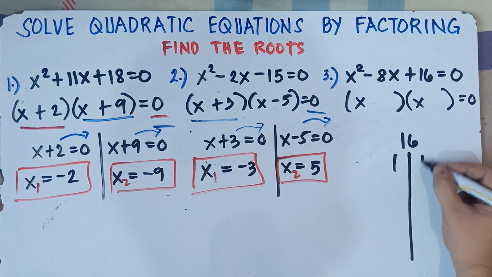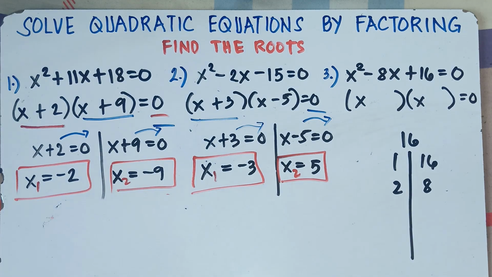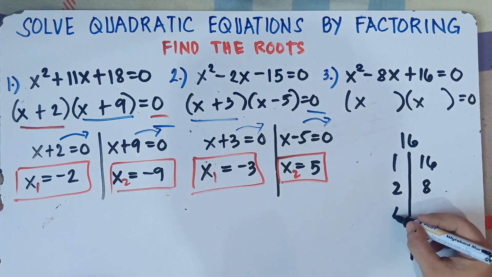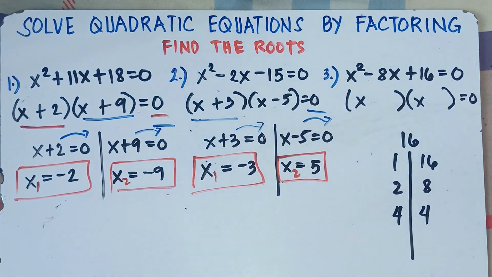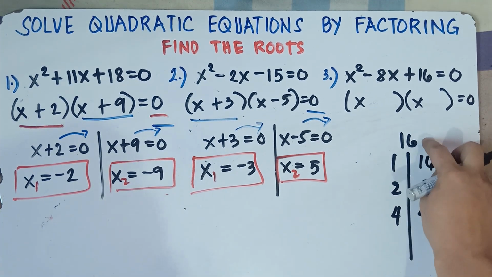So we have 1 times 16, 2 times 8, and then 4 times 4. 4 times 4, that is 16. Any other number, class, for 16? 1 times 16, 2 times 8, and then 4 times 4. No other number. So we have positive 16.